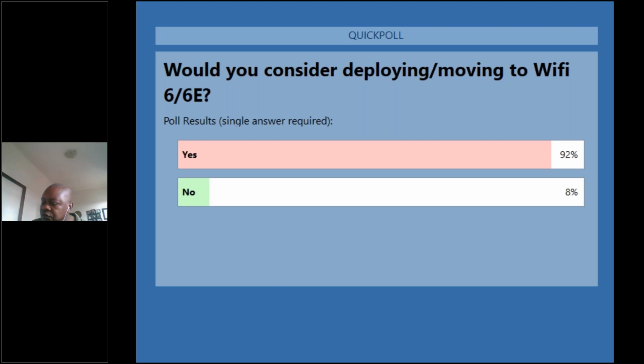Interesting. Anybody who said no, if you are courageous enough, just share with us. We just want to hear why you wouldn't consider that. Is it cost, or you're not sure yet? So feel free, open your mic. Anybody? Okay, I'm not going to pick on anyone. No problem. So I will hide that, and so we can continue.